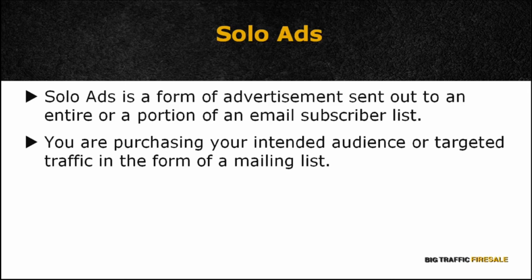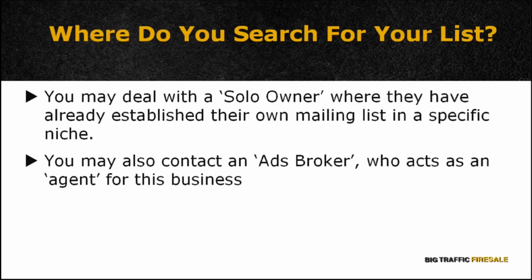You may also purchase solo ads to promote an affiliate link. Where do you find your targeted audience on your intended mailing list? Generally, when you have ideal audiences in mind, you have two choices. You may deal with a solo owner where they have already established their own mailing list in a specific niche. You may also contact an ads broker who acts as an agent for this business. This will be further discussed in the following modules.